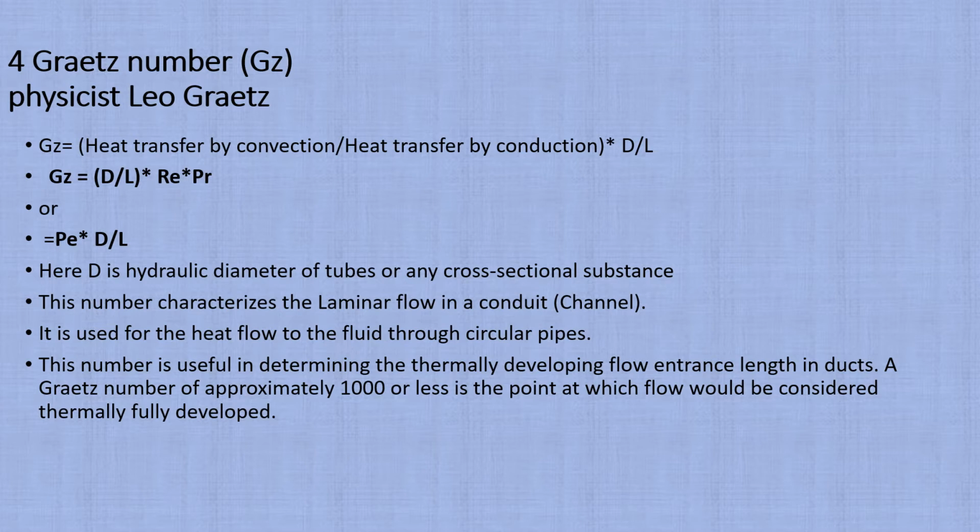In the formula, D is the hydraulic diameter of the tubes and L is the characteristic length. Graetz number characterizes the laminar flow in a conduit or a channel. It is used to analyze the heat flow in a pipe, and if we have a Graetz number less than or equal to 1000, then we call it thermally developed, fully developed flow.